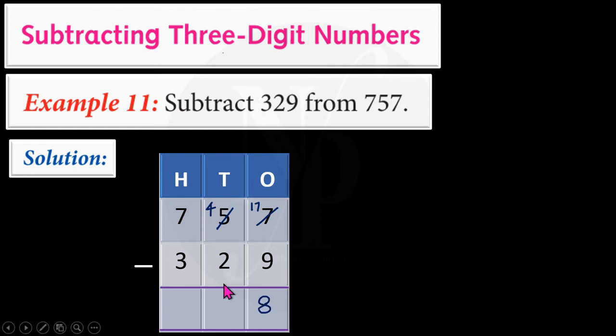Now we should subtract 2 tens from 4 tens. On doing so, we get 2 tens. So let us write 2 here in tens column. In hundreds column, we have 3 hundreds to be subtracted from 7 hundreds. So when we subtract, we get 4 hundreds. So we write 4 in hundreds column.